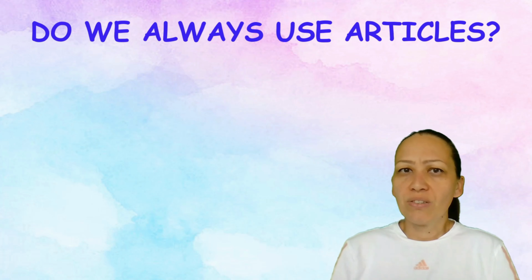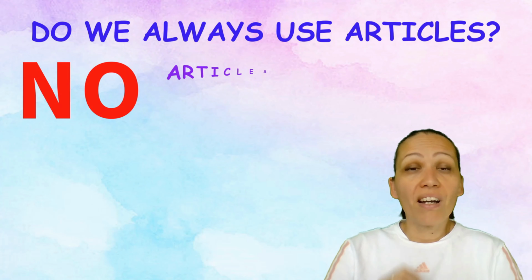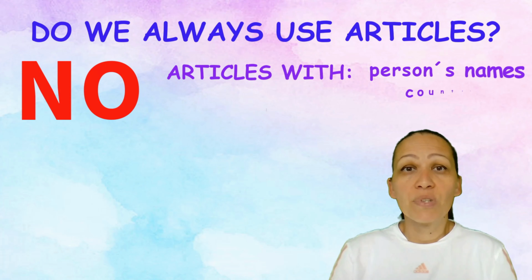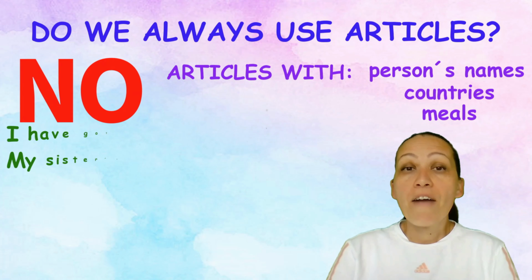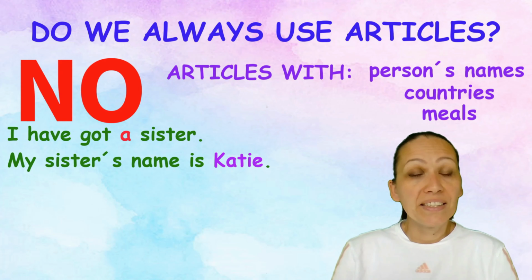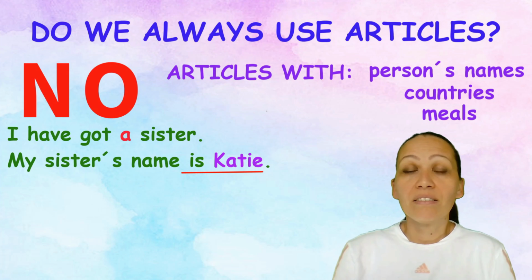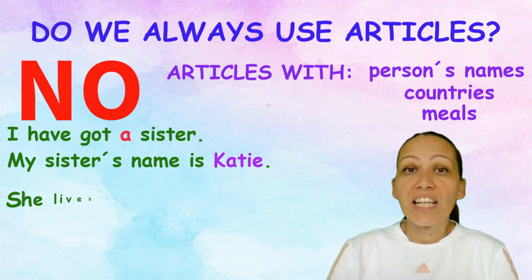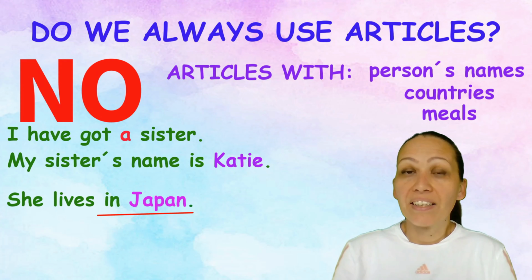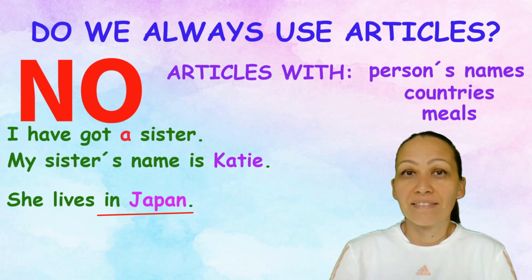Do we always use articles? The answer is no. We don't use articles with persons' names, countries, or meals. For example, I've got a sister. My sister's name is Katie. In this case, we don't use any article before Katie. She lives in Japan. Again, here we don't use any article before Japan.